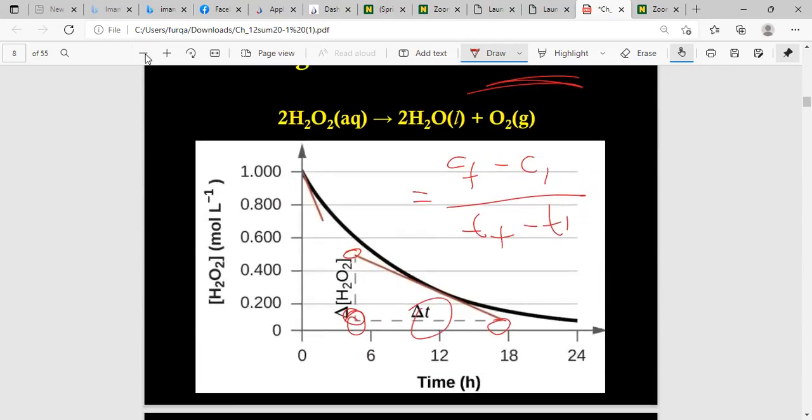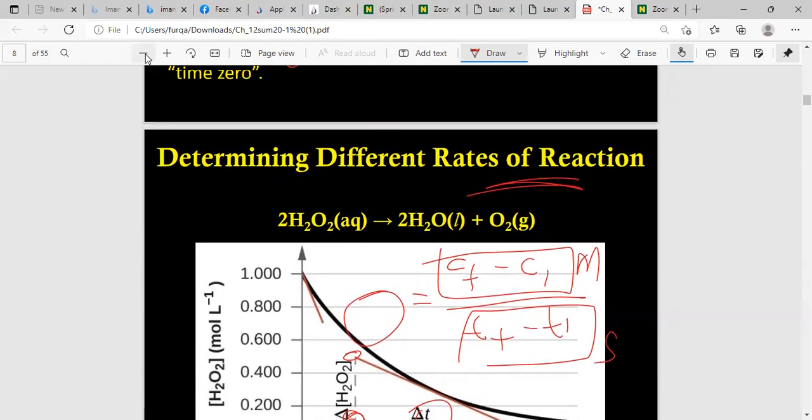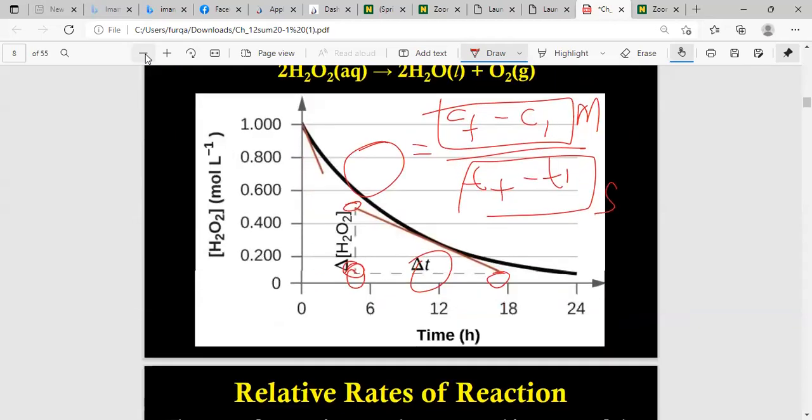That's the change in time. You can get the change in time. You can get the change in concentration. And you should be able to calculate. So the concentration is going to be in molarity, time is going to be in seconds. So it means now you understand what the unit of rate of reaction is going to be, molarity per second.